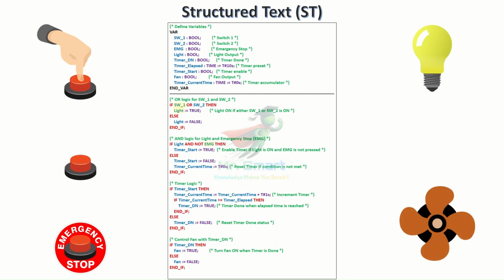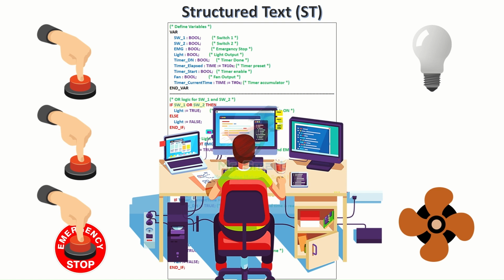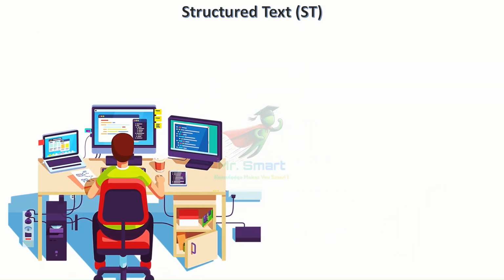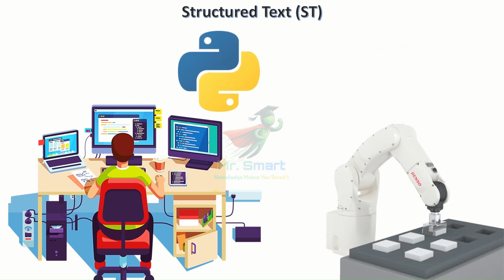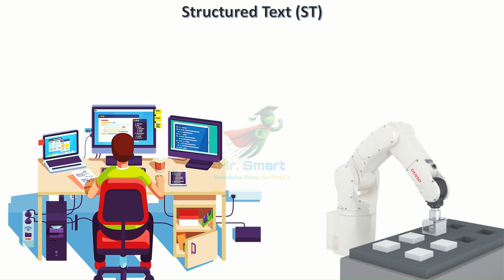Structured text is not drawn. It is not wired. It is written. And the moment you write your first structured text program, you realize something shocking. This doesn't feel like PLC programming. This feels like real software engineering. That's exactly why structured text exists. It brings the power of high-level programming languages like C and Python into the industrial world, while still keeping the rock-solid reliability of PLCs.